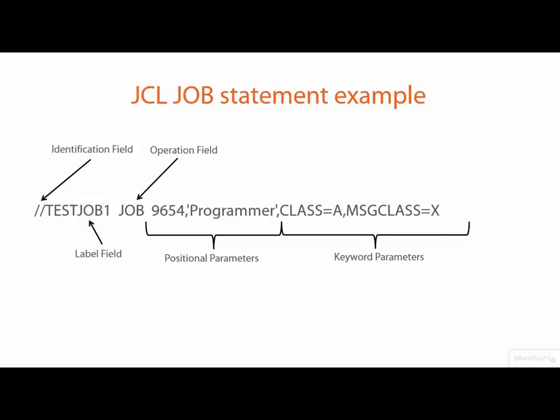Again, there may be a variety of installation standards that will dictate what values are required and what options should be coded. In this example, we are showing 2 positional parameters as the accounting parameter and the programmer name parameter. If these are required but not coded, their absence must be indicated by coding a comma in the position they would normally occupy. Following the positional parameters, we have 2 keyword parameters, class and message class.